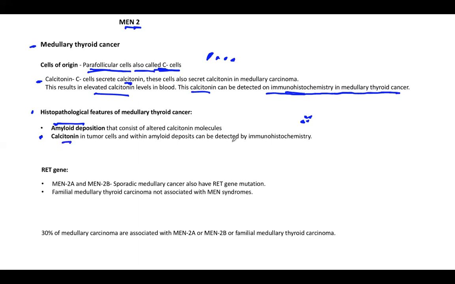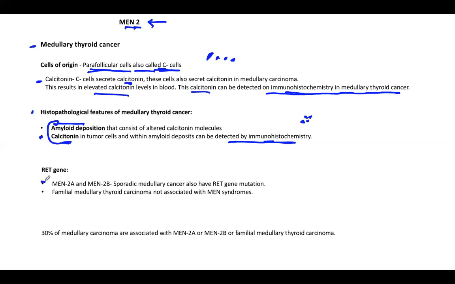It is detected by immunohistochemistry. What's immunohistochemistry? We'll discuss it later on. So if a histopathology is telling that a person had a thyroidectomy and had amyloid deposits and we detected calcitonin, then it is a medullary thyroid carcinoma. Then when medullary thyroid carcinoma comes, we should think of MEN2 gene and what other genetic conditions cause it.